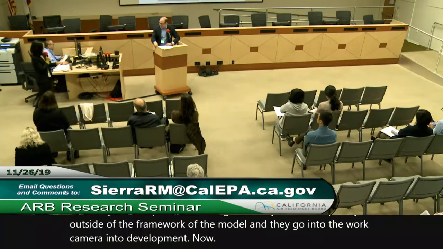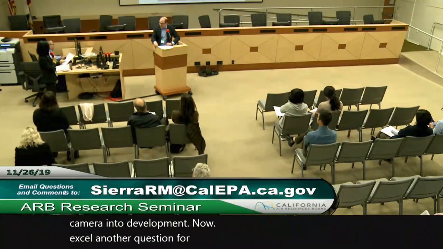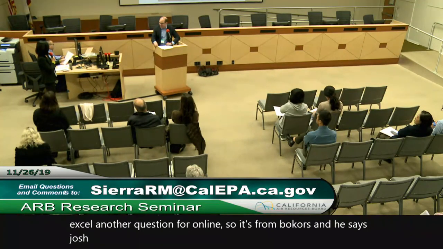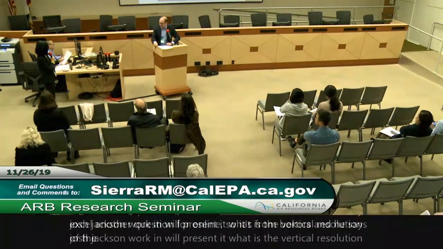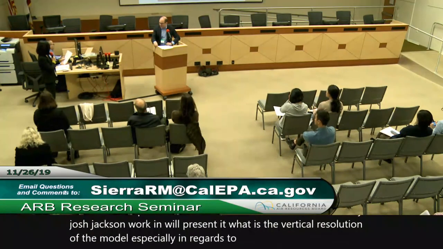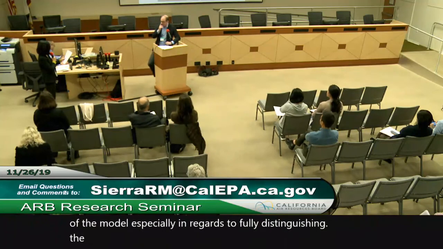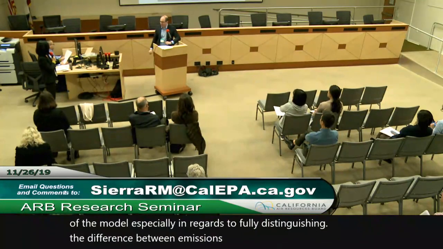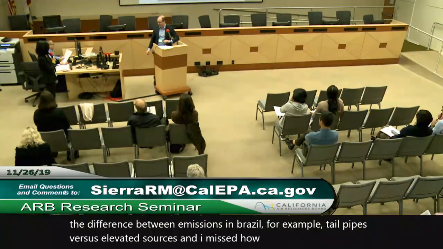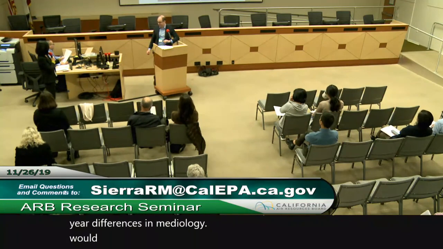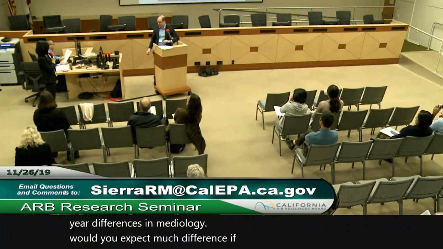Thanks. Another question from online. So it's from Bart Course, and he says, Josh, excellent work and well presented. What is the vertical resolution of the model, especially in regards to fully distinguishing the difference between emissions in the breathing zone, for example, like tailpipes, versus elevated sources? And I missed how you addressed year-to-year differences in meteorology. Would you expect much difference if a broader range of years were included?